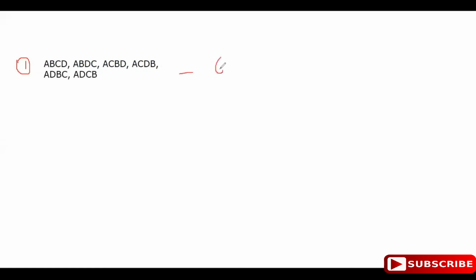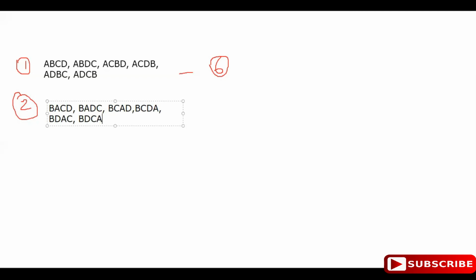Notice there are 6 of them. There are going to be 6 total arrangements starting with B as well. So if we were to start with B, we can have BA, then CD, or we can have BA, then DC, or we can have B, then C, then AD, or we can have B, then C, then DA, or we can have B, then D, then AC, or we can have B, then D, then CA. Agree with these 6?